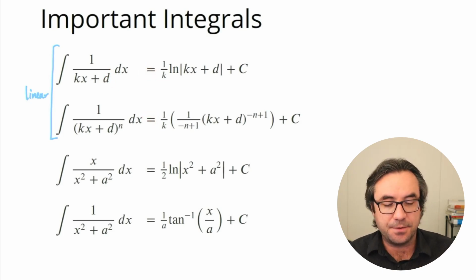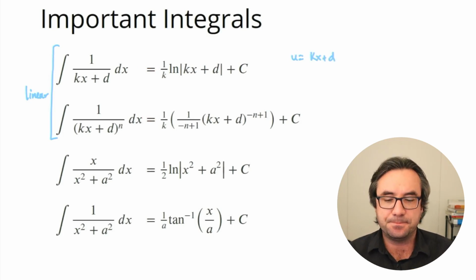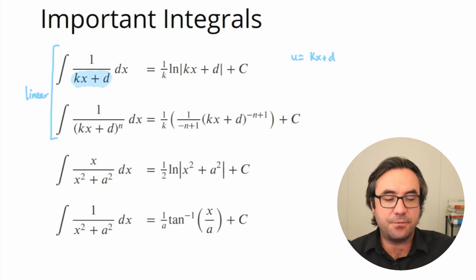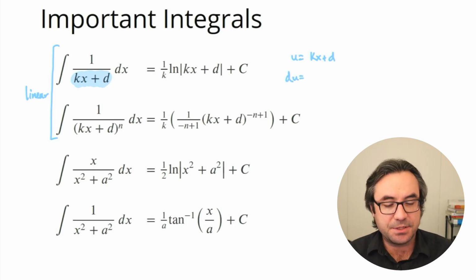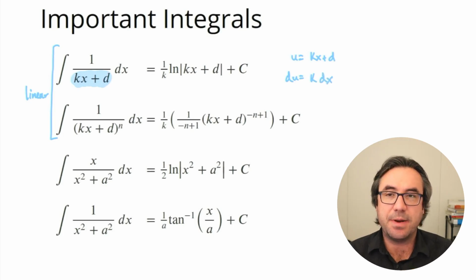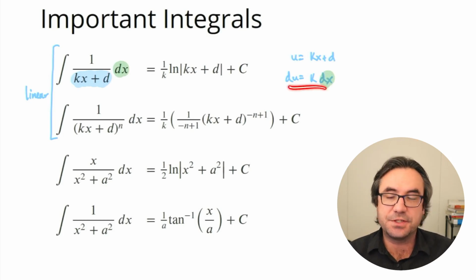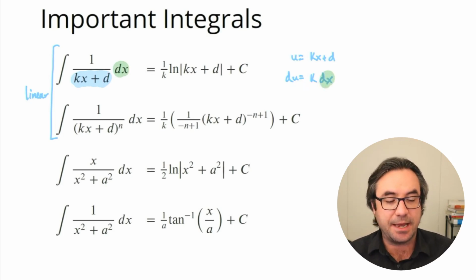So let's look at the first one. We could let u equal the term that's in the denominator, so kx plus d. And then if we calculate du, the derivative of kx plus d is k, and then we multiply by dx. If we look at our integral, we only have a dx there. So we have to solve this equation for dx. We divide both sides by k, and we get dx is equal to 1 over k times du.